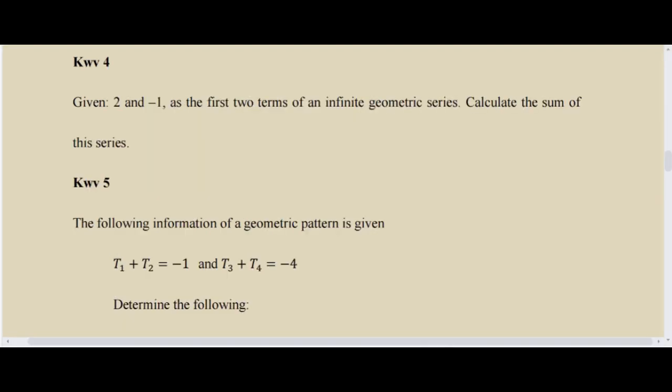Okay, so let's look at activity number 4. It says given 2 and -1 as the first two terms of an infinite geometric series, calculate the sum of this series, right? So now we are given 2 followed by -1, and we are told that this is an infinite geometric series, right? An infinite geometric series is a geometric series that does not come to an end. So in order to calculate the sum of an infinite geometric series, you obviously have to use sum to infinity, right?